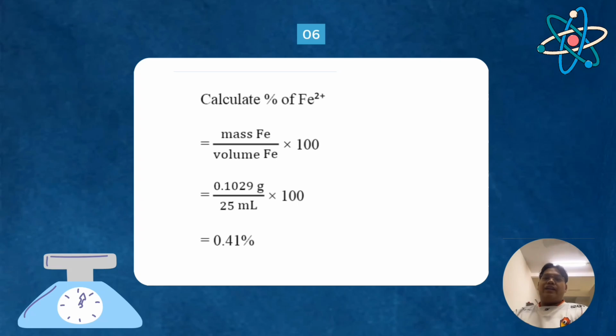Okay, now for the result, we calculate the percentage of Fe2+. We know that the mass of Fe2+, which we calculated before, is 0.1029 gram. Now we divide by the volume of solution that we used, which is 25 milliliter, and times 100. So we get the value of 0.41%. So 0.41% of Fe2+ is involved in the precipitate.